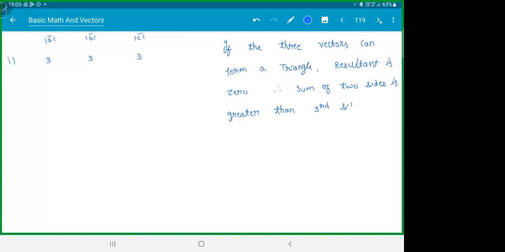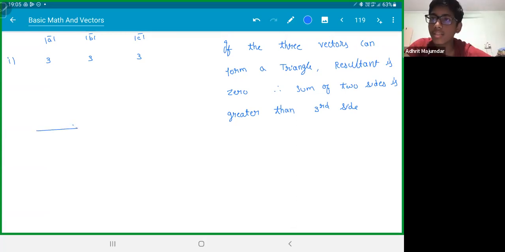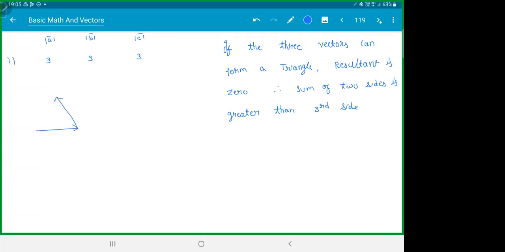That's a trap. Tell me one thing, 3, 3, 3, how will they form a triangle? What kind of triangle will it form? Equilateral triangle. So what is the angle between them? 120 degrees. Remember, you have to join them tail to tail. These angles are 60, but that is not the angle between the vectors. Angle between the vectors is defined when you join them tail to tail, so the angle between the vectors is 120.